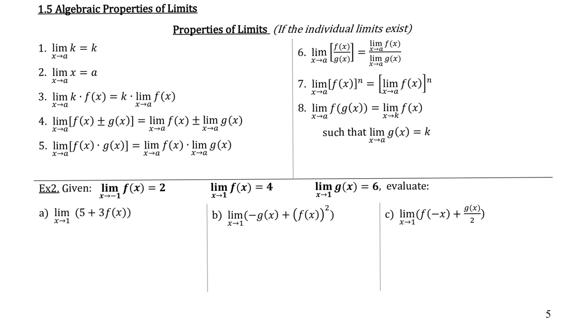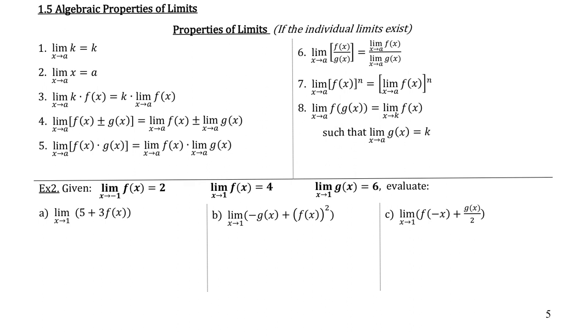Okay, we're continuing 1.5 and doing algebraic properties of limits. These are properties of limits that work only if the individual limit exists. So the limit as x approaches a of a constant is the constant. Limit as x approaches a of x is just plugging in a.